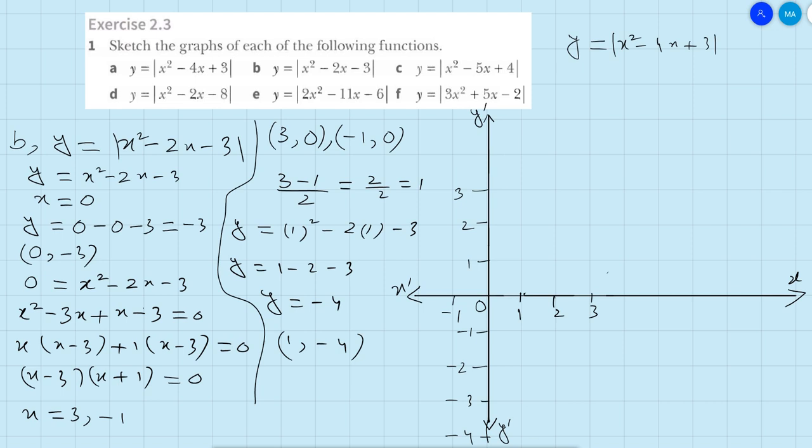Now first point is 0 minus 3. When x is 0, then y is minus 3. This is first point. The second point is 3 comma 0. The third point is minus 1 comma 0. And the coordinate of maximum or minimum point is 1 and minus 4. This is 1 and this is minus 4. Join all these points to get the quadratic curve.